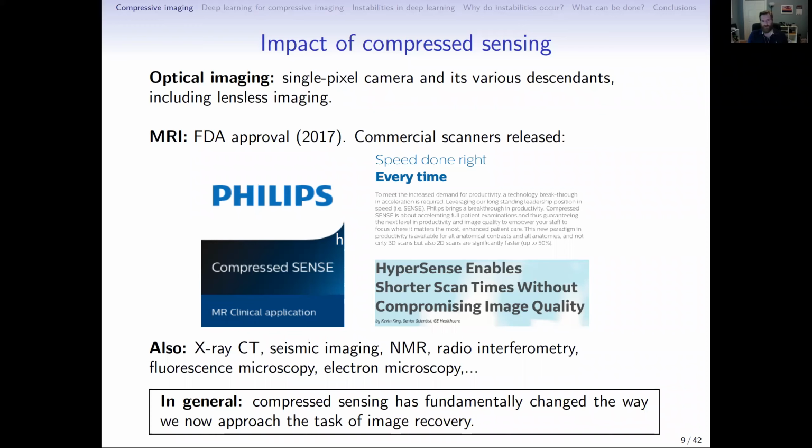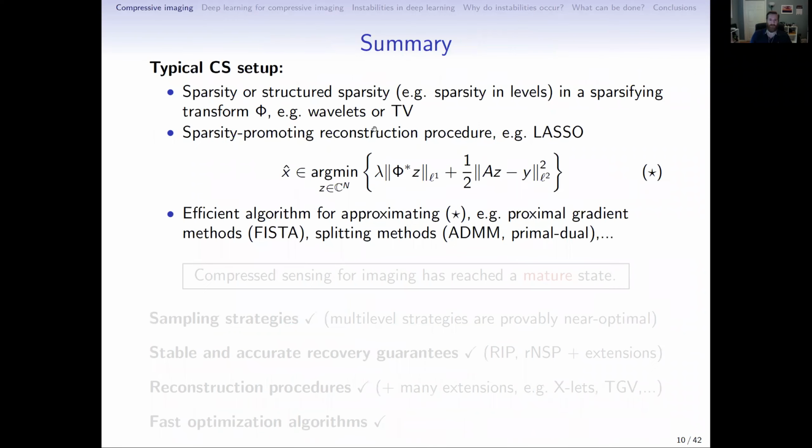So this is not a talk about compressed sensing per se, or it's not really a talk about compressed sensing, but I wanted to highlight that compressed sensing was, in some sense, the first revolution in compressive imaging. It really changed the way we think about image reconstruction. Rather than simple linear reconstruction strategies, we now think about nonlinear reconstruction algorithms that exploit some kind of low dimensional structure in the images that we're trying to recover.